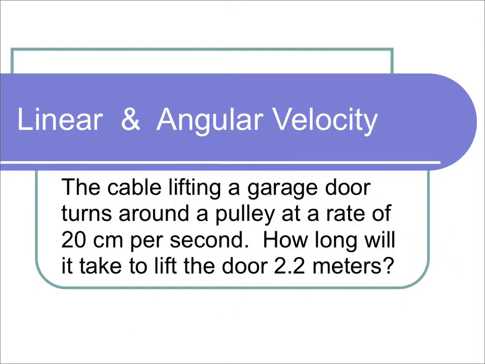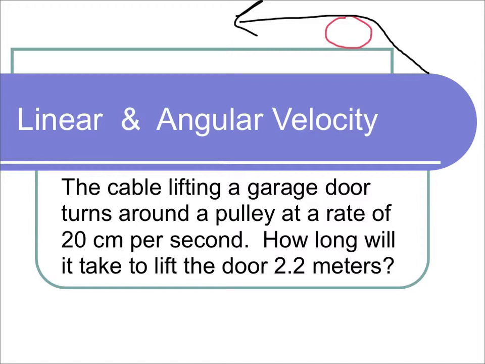The cable lifting a garage door turns around a pulley at a rate of 20 centimeters a second. How long will it take to lift the door 2.2 meters? Now at first this may seem like an angular velocity problem because the cable is, after all, going around a pulley, and a pulley is a circle. But this is why pictures are important. If we have our rope going around a pulley, we see that it's really just moving tangent to the circle. It's not moving in a circle at all. And so this is actually a linear velocity problem.